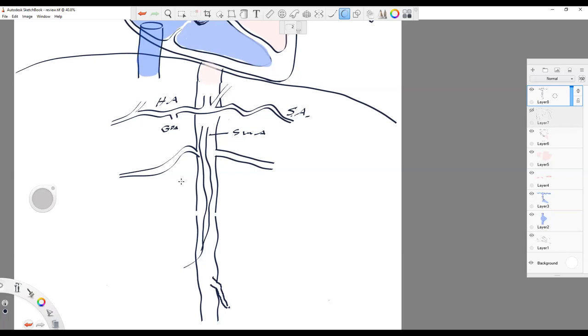Anyway, these are the renal arteries, right? So this is going off to the left kidney and right kidney. It has to dip down because it's going to go underneath the IVC, which we'll draw in later.